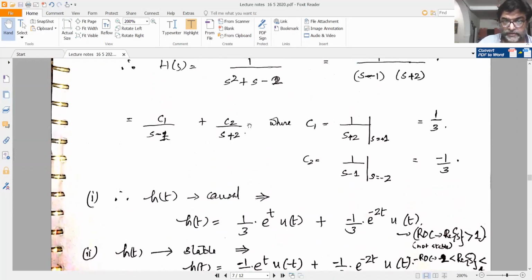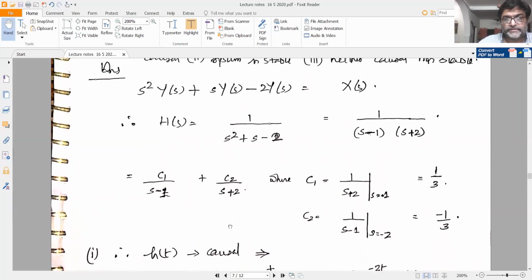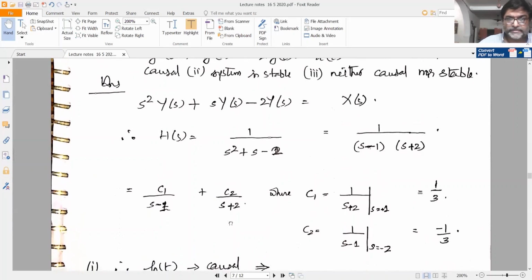The combined region of convergence is the intersection of the individual regions of convergence and it's equal to the region where the real part of s is greater than 1. So what does it mean? Is the j omega axis included in the region of convergence? You will see that it is outside of the region of convergence and therefore even though the system is causal, the system is not stable. So the system cannot be causal and stable in this example.